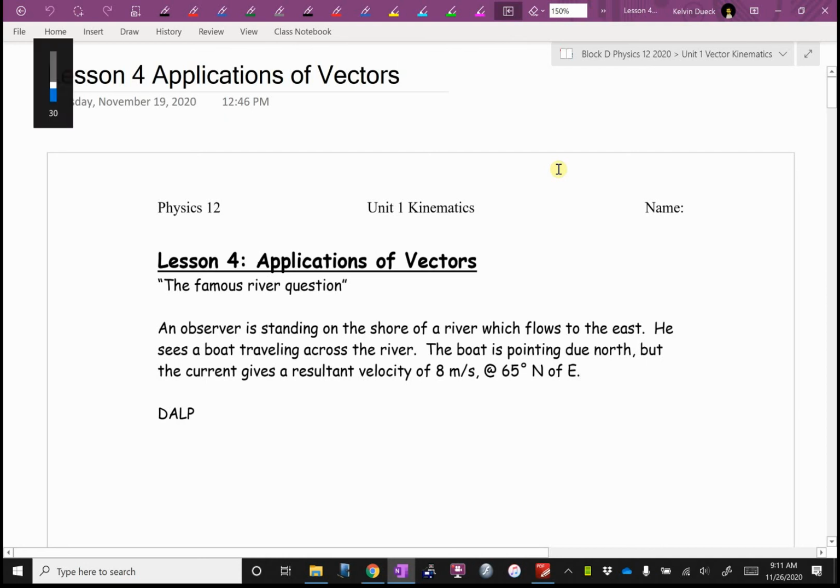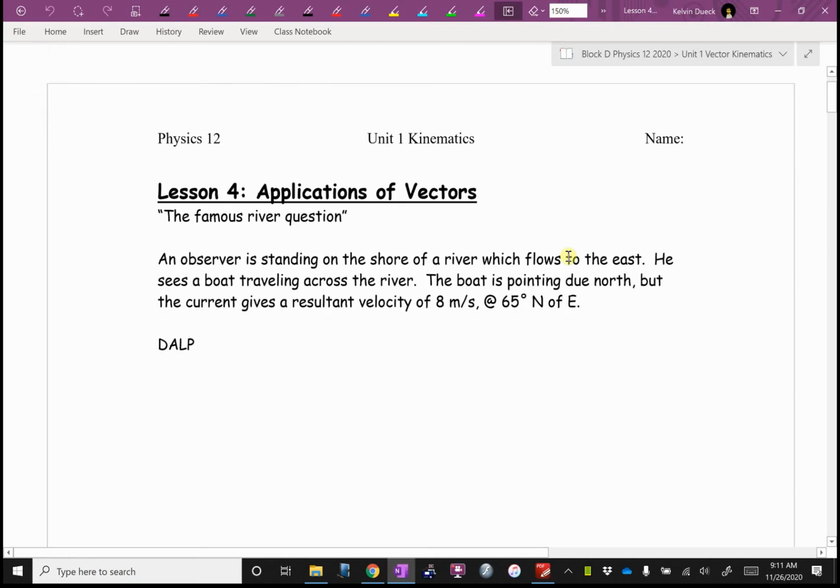Lesson 4, applications of vectors, the famous river question. An observer is standing on the shore of a river which flows to the east. Flows which way? Do you see a compass direction? North, east, south, west. Have I written something down? Do I feel better? Yes. Cheap trick, but it works. Okay. River flows to the east.